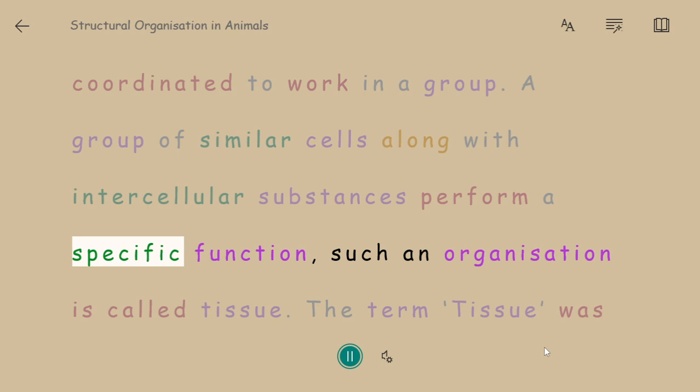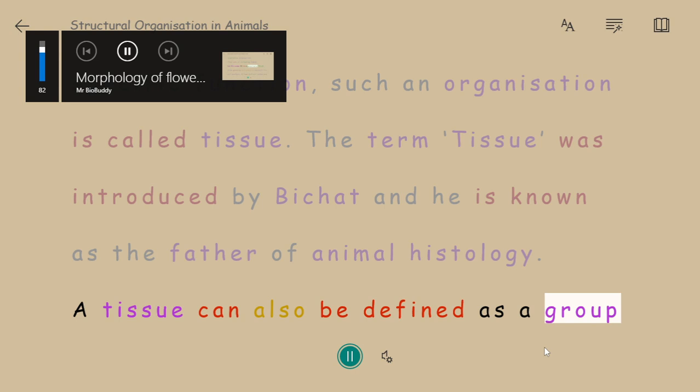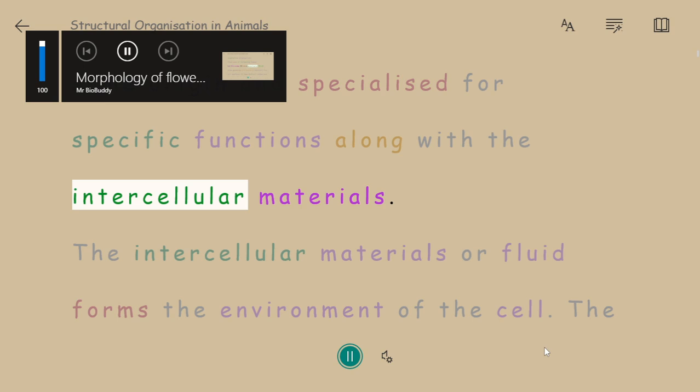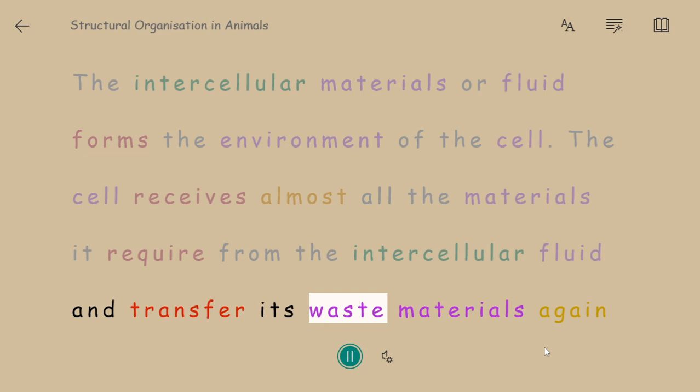The term tissue was introduced by Bichat, and he is known as the father of animal histology. A tissue can also be defined as a group of one or more types of cells having the same origin and specialized for specific functions along with the intercellular materials. The intercellular materials or fluid form the environment of the cell. The cell receives almost all the materials it requires from the intercellular fluid and transfers its waste materials again in this fluid.